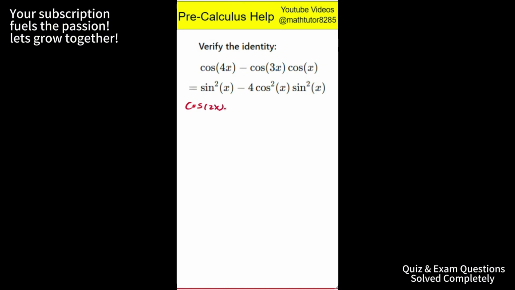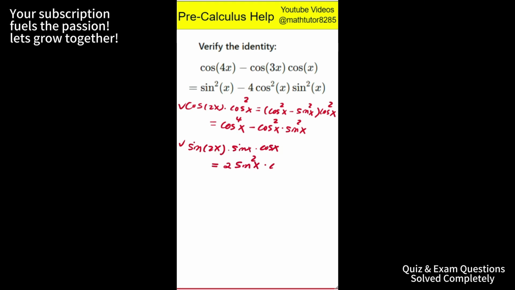Cosine of 2x times cosine squared x becomes cosine to the fourth power of x, minus cosine squared x times sine squared x. Sine of 2x times sine x times cosine x becomes 2 times sine squared x times cosine squared x. Next step is to combine like terms. Now we combine everything together. Start with cosine to the fourth power of x, minus 2 times cosine squared x times sine squared x, plus sine to the fourth power of x. Then subtract 4 times cosine squared x times sine squared x.